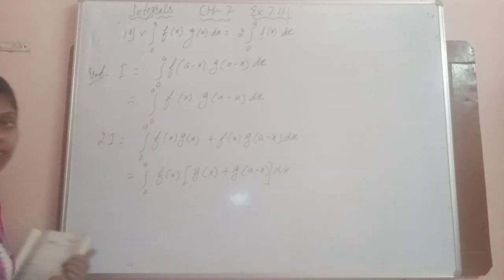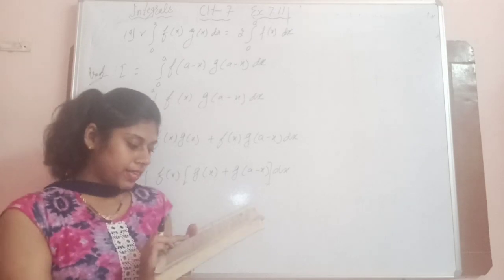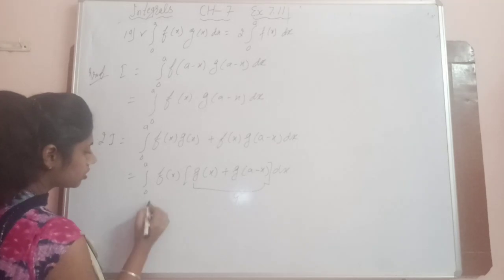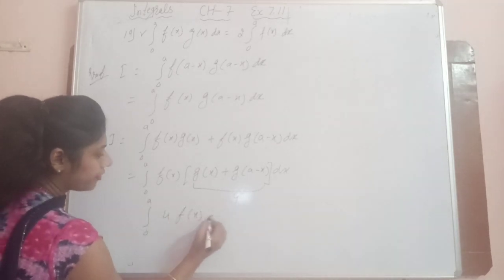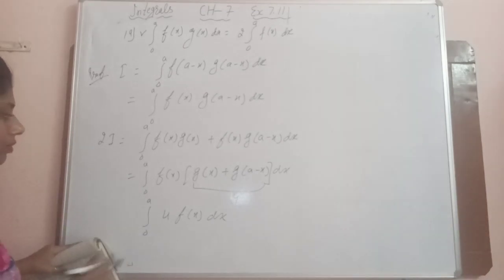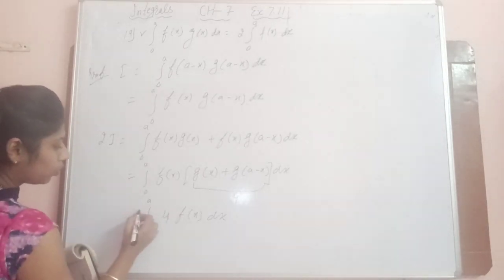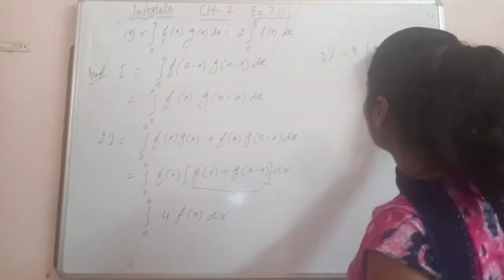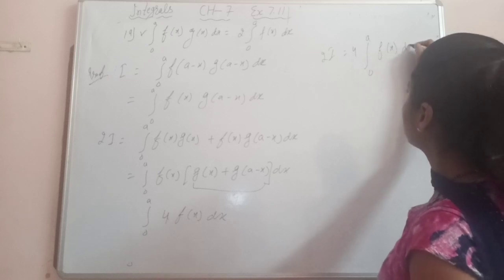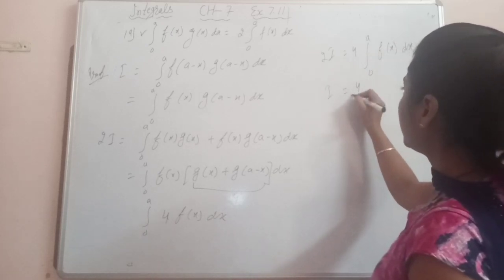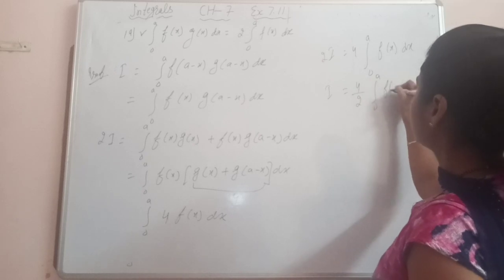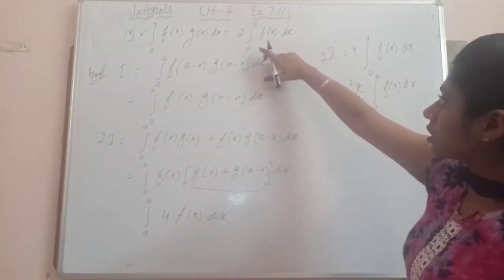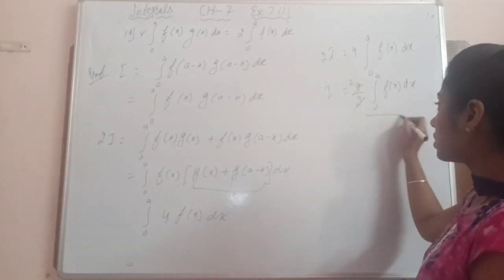Here again the second condition is given: g of x plus g of a minus x is equal to 4. So replace it by 4: integral 0 to a of 4 f(x) dx. This 4, take it out. So the integral will become 4 times integral 0 to a of f(x) dx. Shift this 2 to the left hand side in the denominator. So it will become double the integration 0 to a of f(x) dx. So this is your proof.